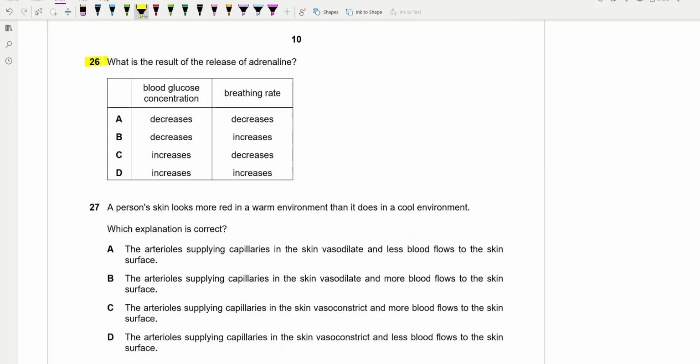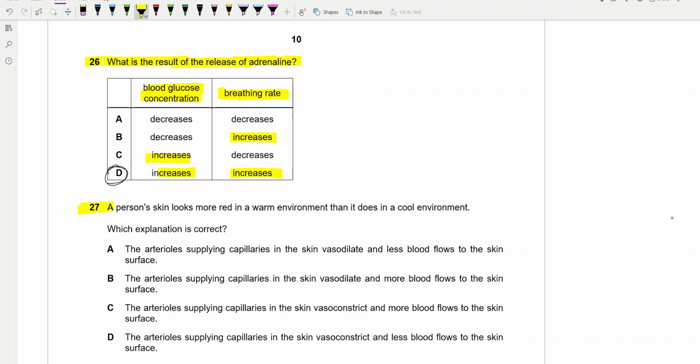Question number 26. What is the result of release of adrenaline? Blood glucose concentration, breathing rate. When adrenaline increases, the blood glucose concentration increases and the breathing rate also increases. So the correct option would be option D.